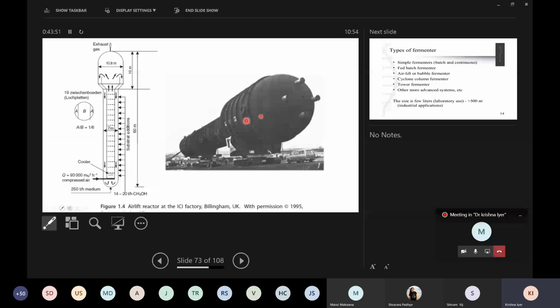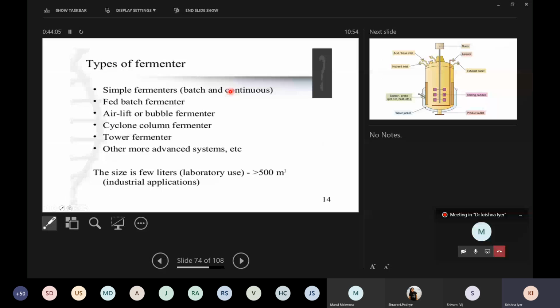Okay, so what I'm going to do is actually stop here at this point, and when we meet next time, we'll look at the different types of fermenters, mechanically stirred fermenters or airlift fermenters, and we'll look at a couple of industrial productions of chemicals like penicillin. Okay, so I'm going to stop here for the moment. I'll stop my sharing and leave it open for questions.